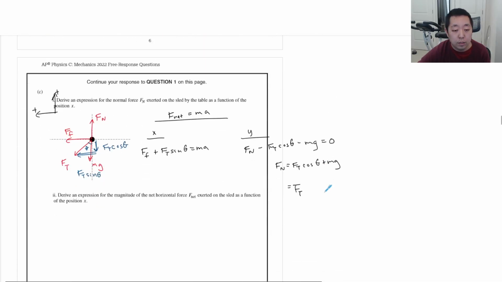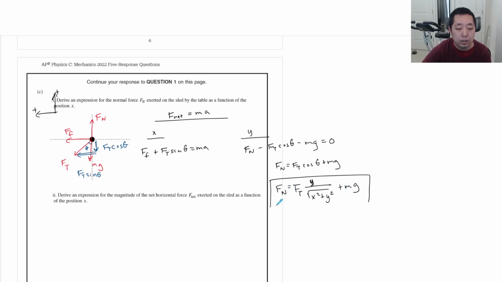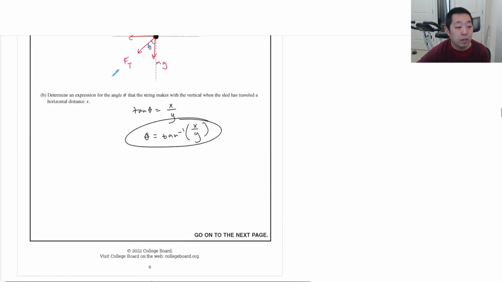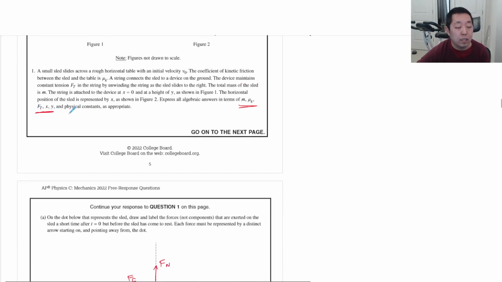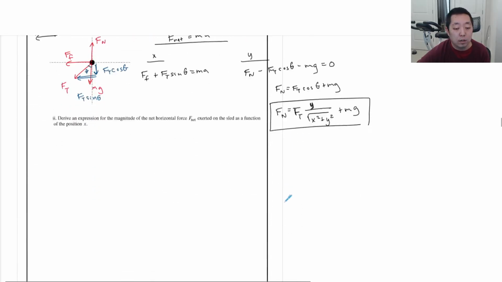Okay, y over square root of x squared plus y squared, plus mg. That is the normal force here. Okay, Ft is constant, and y. These are the variables I'm allowed to use. I'm allowed to use Ft, x, y, m and stuff like that.